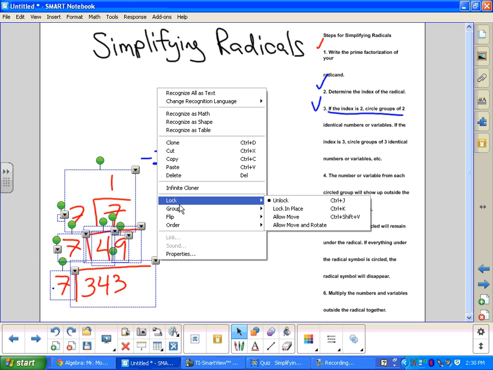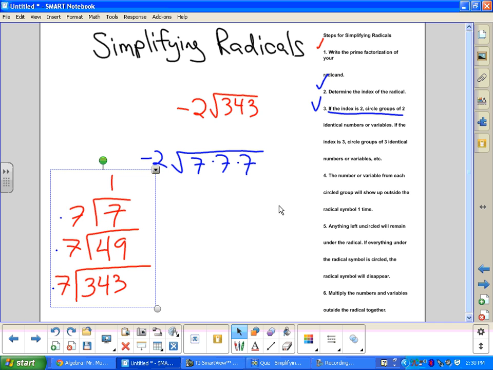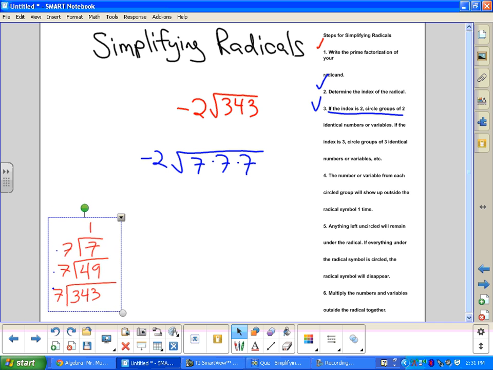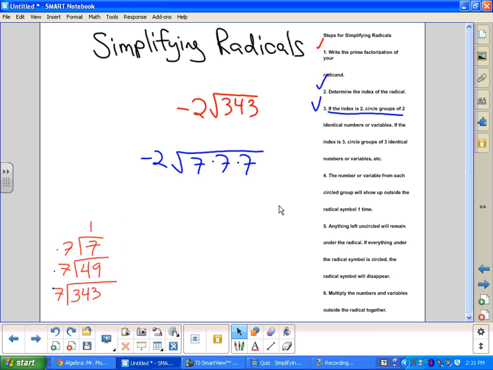I'm going to group this. Oops. And make it smaller so it's out of my way. All right, now it says to look for groups of 2 in step number 4. Here's one group of 7. My computer has just froze up on me.